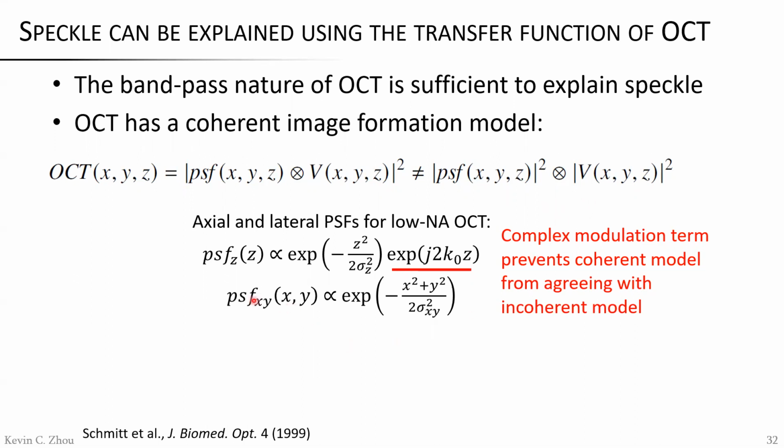And the reason for this can be seen if we look at the functional form of this point spread function under the Gaussian assumptions that I made earlier. We're assuming the low NA limit, so they're separable into the axial and lateral components. And you'll note that both have this Gaussian shape, but that the axial component also has this complex modulation term that basically is the reason why this equality doesn't hold.